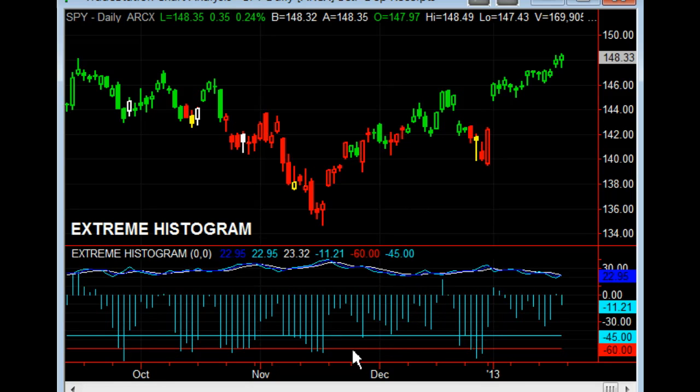We have a red line, which lets us know when we've reached oversold, and that's at -60. This -45 line lets you also know that you're oversold, but that's typically between oversold and extreme oversold, which is the red line.